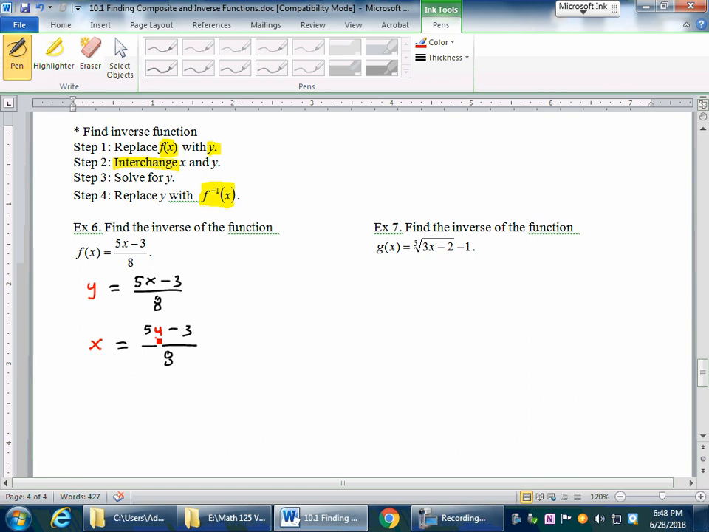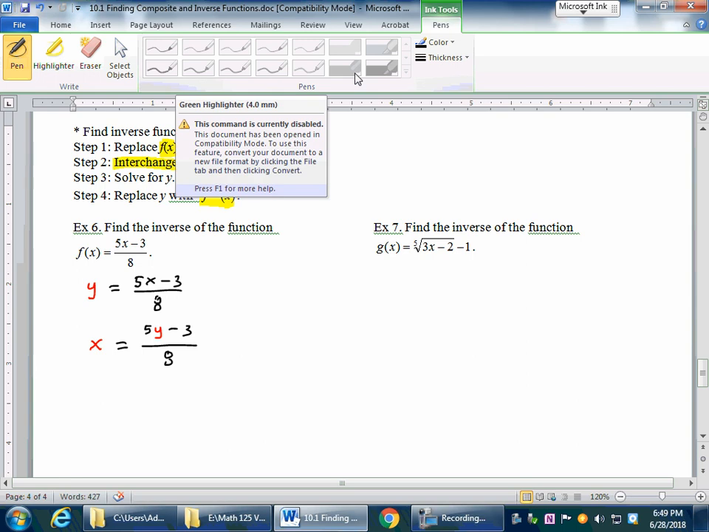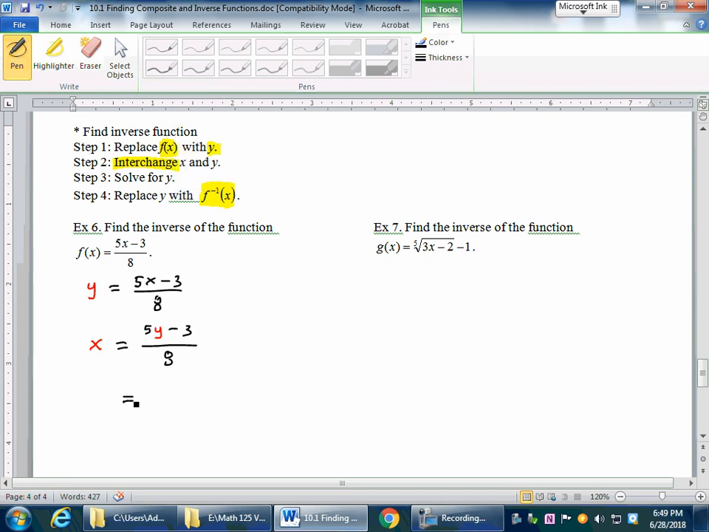And then finally, next step, we're going to solve for y. So when you're solving it, depending on the equation, you're going to solve it accordingly. In this case, this is a linear equation. So I multiply both sides by 8, which will become 8x is equal to 5y minus 3. Adding 3 to both sides.